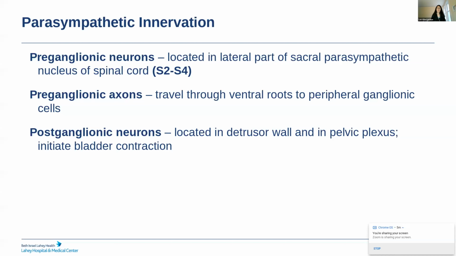The axons of those preganglionic neurons will then travel through the ventral roots to peripheral ganglionic cells. And then that's where they'll innervate postganglionic neurons, which are generally located in the detrusor wall itself, so in the target organ or in the pelvic plexus. And what they do is initiate bladder contraction, like I mentioned earlier.